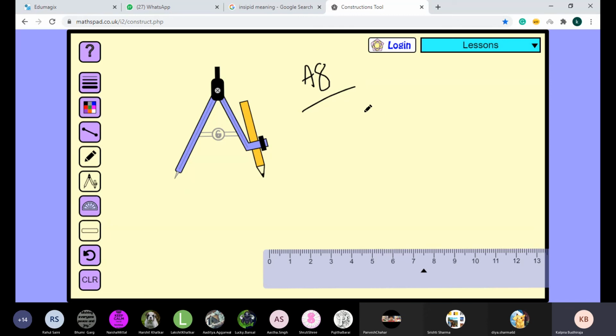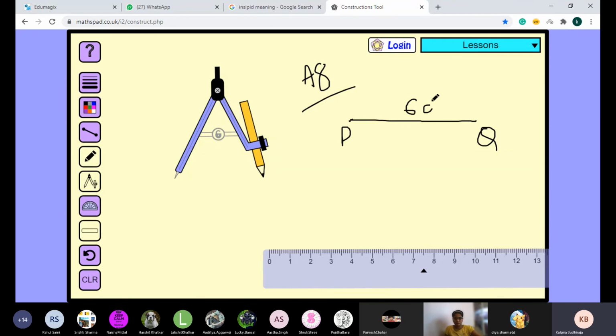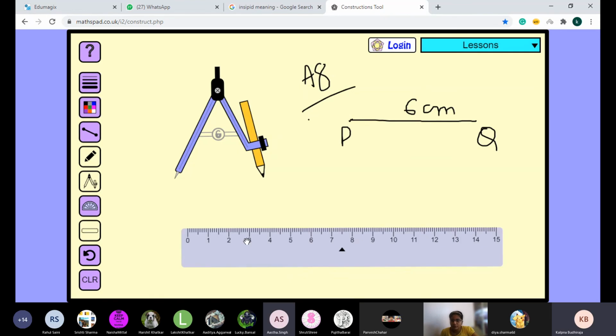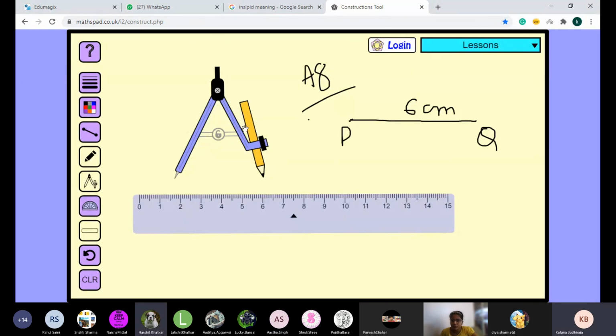Now all of you look here. I am taking a line PQ. So with the help of scale, draw any line segment PQ. Say I have drawn it for 6 centimeter. ठीक है? Up to this point, any doubt? No, ma'am. Okay.